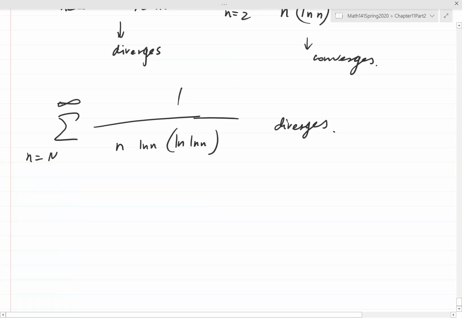This is the more final version of the p-test. Okay, more examples. These 3 examples, you can try to use the integral test to work them out. I will not talk about it here.